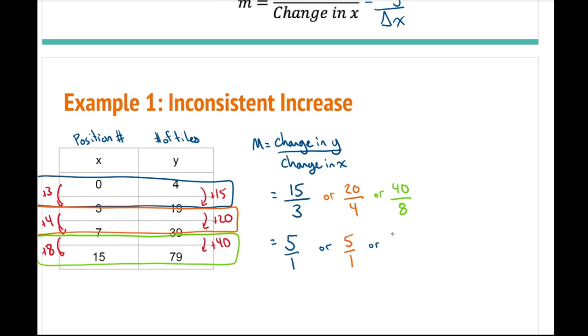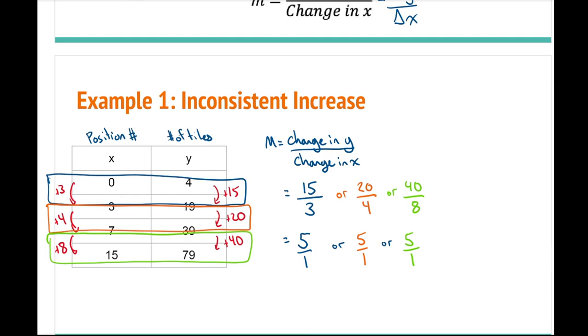Or, as you can see, probably guess, 40 over 8, or 40 divided by 8, is also 5 over 1, or just 5. So as long as it's a linear relationship, it doesn't matter which change in y and change in x you use, as long as you're consistent. And we can see here that when we reduce it down to a single rate, or a unit rate, you might say, for every one position, it's changing by 5.